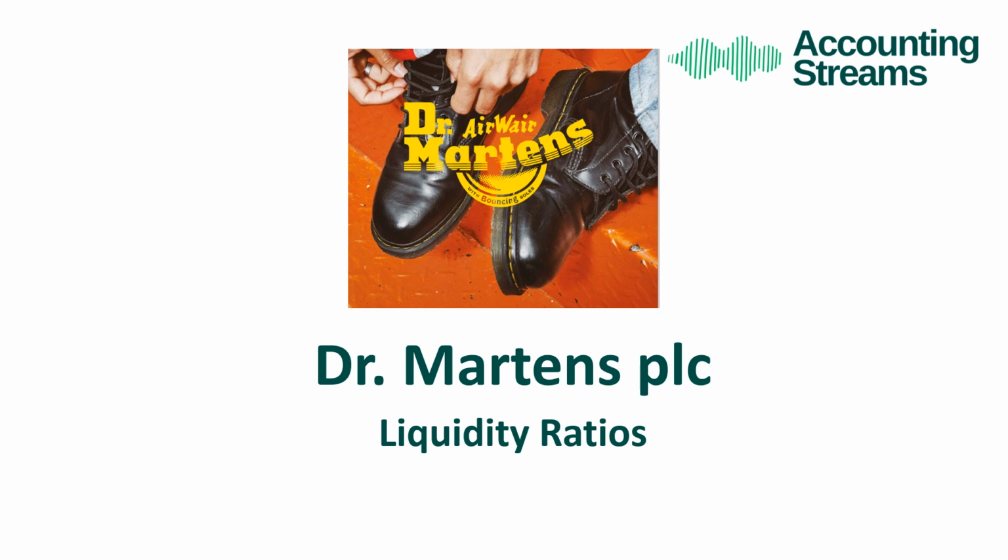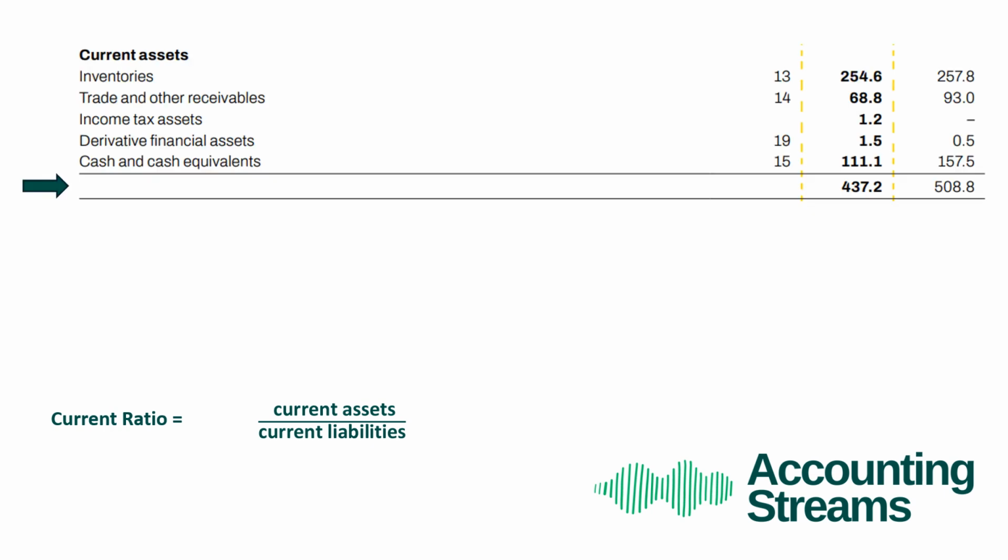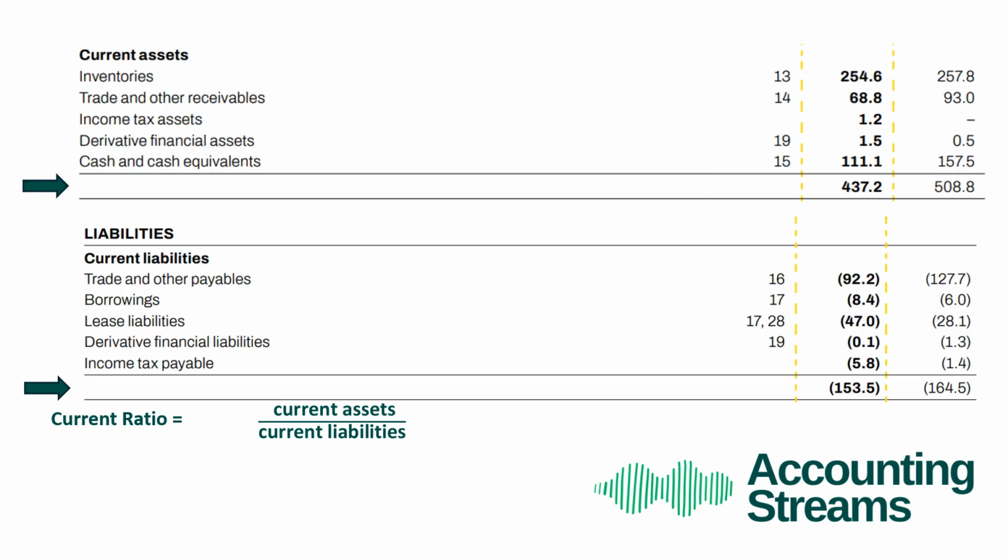In this video, we'll use the 2024 annual report of Dr. Marten plc to calculate liquidity ratios. The current ratio compares current assets with current liabilities. We can pick up both of these figures from the statement of financial position.